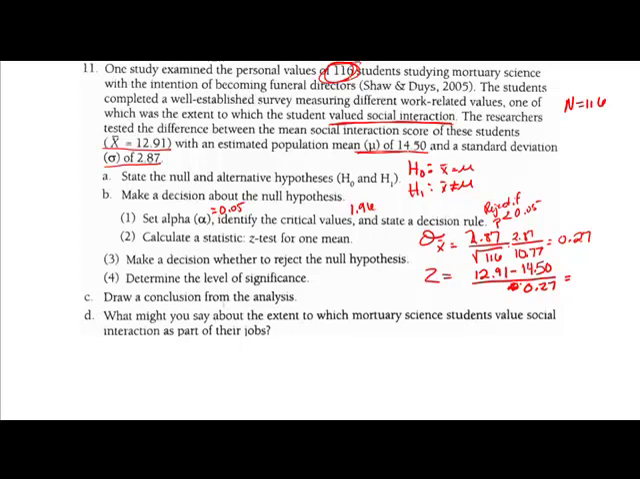12.91 minus 14.5. That's a negative 1.59 divided by 0.27. Negative 5.88. So let's take a look at this.